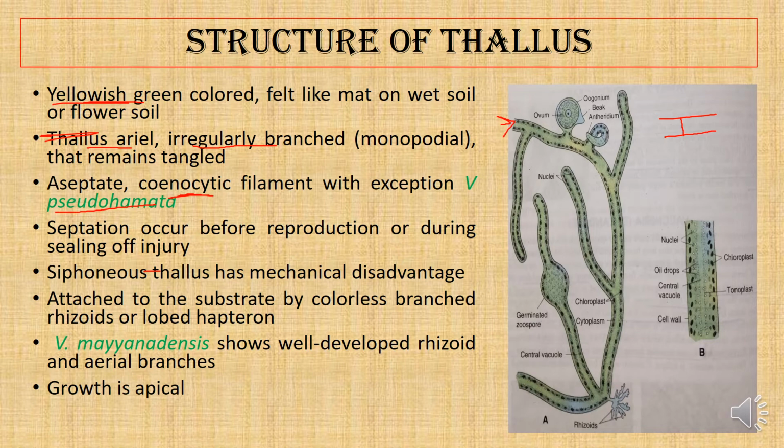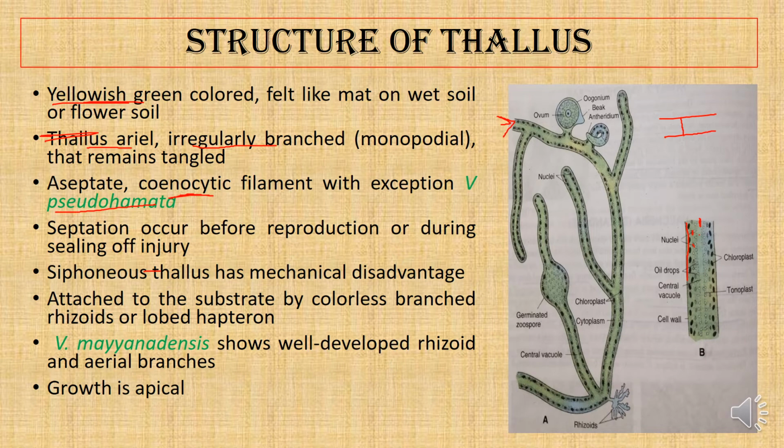Next to the cell wall is a plasma membrane, and there is a layer of cytoplasm. The outer layer of the cytoplasm contains the chloroplasts, and the inner layer contains the nucleus, and they have a central vacuole. Here we see this is the central vacuole region.